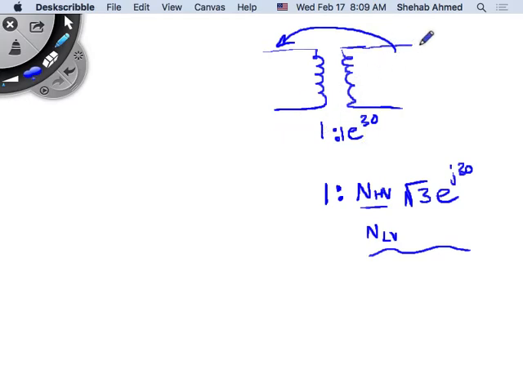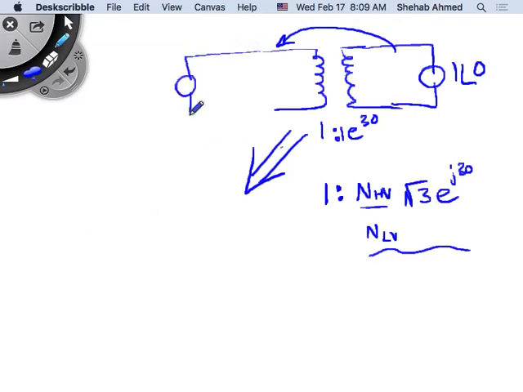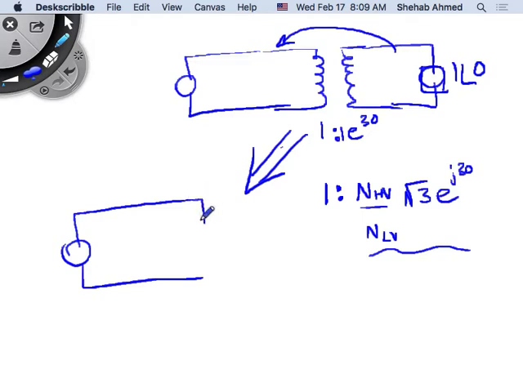So if I have a voltage here, they tell you the load voltage is 1 angle 0. This is leading by 30 degrees. For you to bring everything to the primary side, let's say you have a voltage source here and they're telling you this is a load with 1 angle 0 here. To bring it to the primary side, you will have the same load, but with an angle of minus 30, exactly.